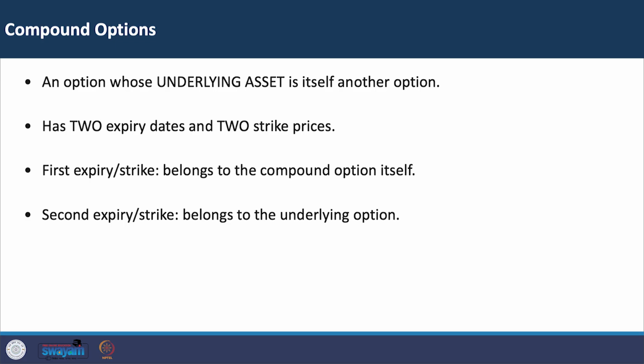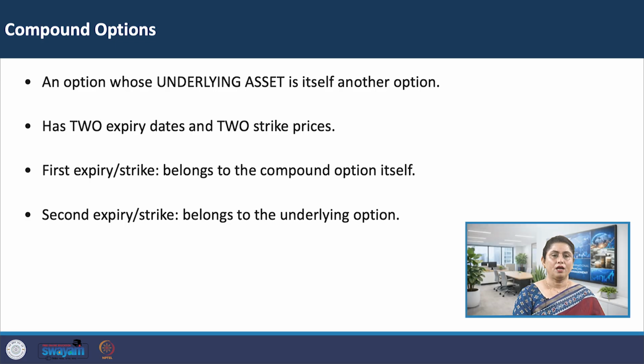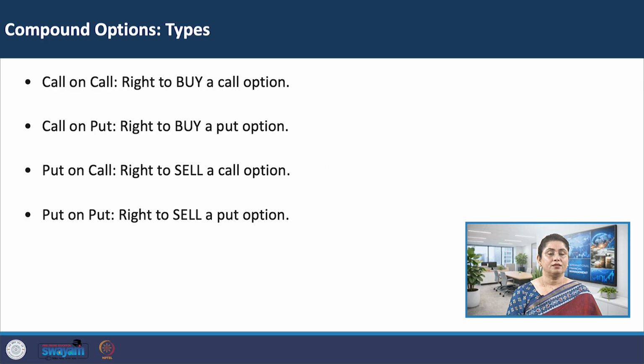Now another interesting option is the compound option. A compound option is an option whose underlying asset is itself another option. The primary instrument being bought or sold is not a stock or a currency directly, it is another option. A compound option has two expiration dates and two strike prices. The first set belongs to the compound option itself, the second set belongs to the underlying option. There are four types of options: call on call, call on put, put on call and put on put. Call on call is the right to buy the call option.